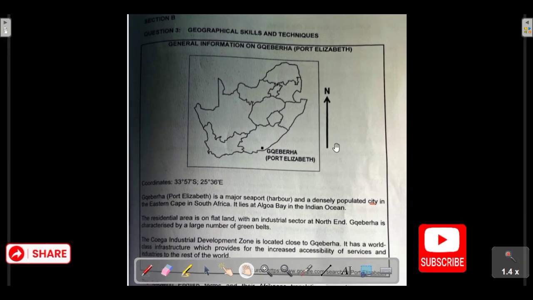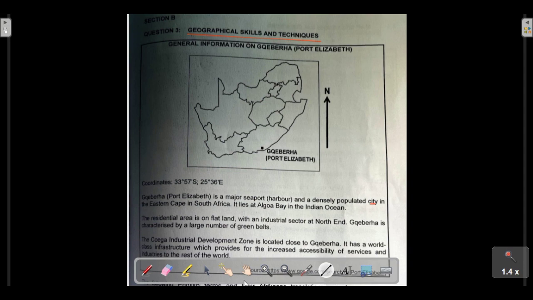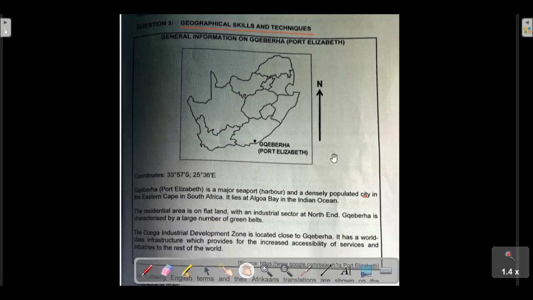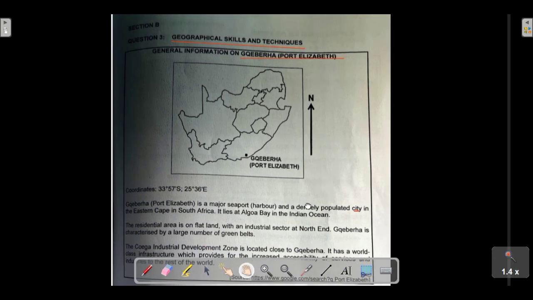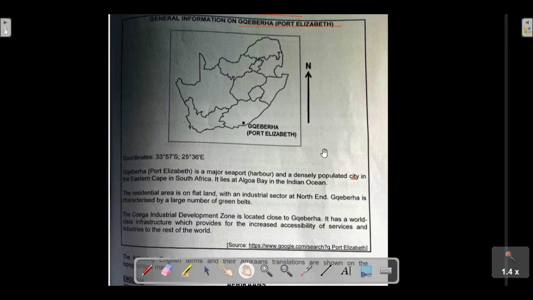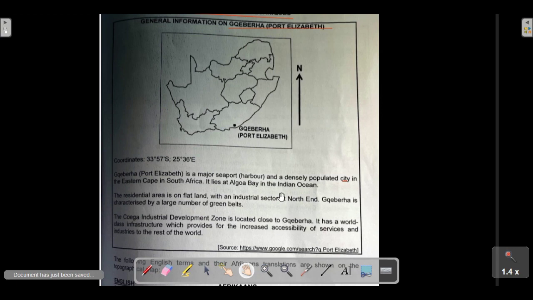This is section B, and this is question 3, which is geographical skills and techniques. You should have been provided with a Gqeberha map, a topographic map and an orthophoto map of Gqeberha. We know that Gqeberha is in the Eastern Cape. So let's go through the extract and then the questions.